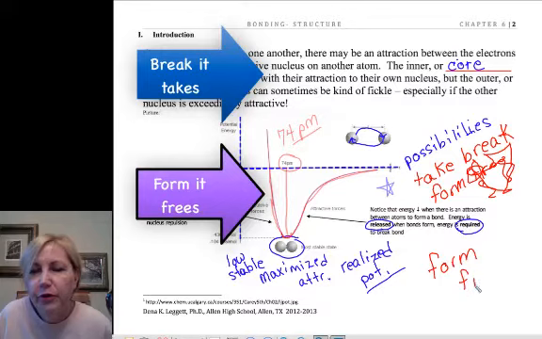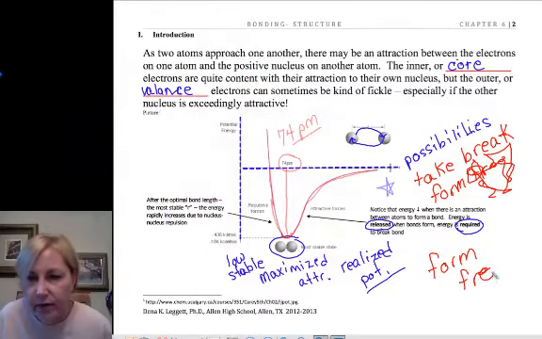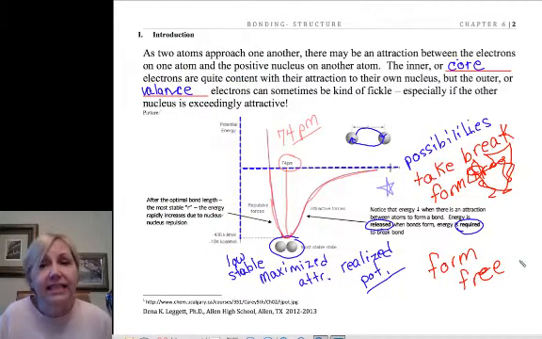When you form, you free energy. So to break, it takes; to form, you free. So maybe if you can kind of learn that, it's a little bit sing-songy, or come up with something better and share it with the rest of us. All right, so to break, it takes energy; to form, you free energy.